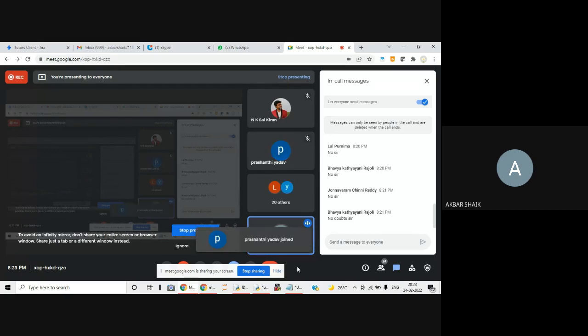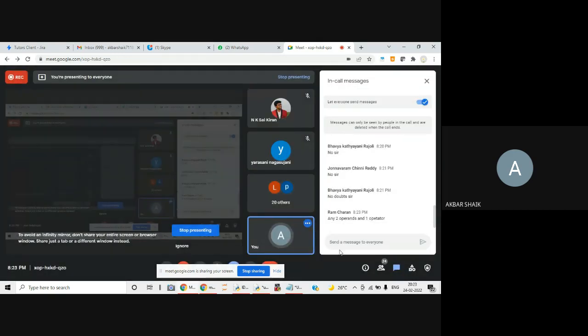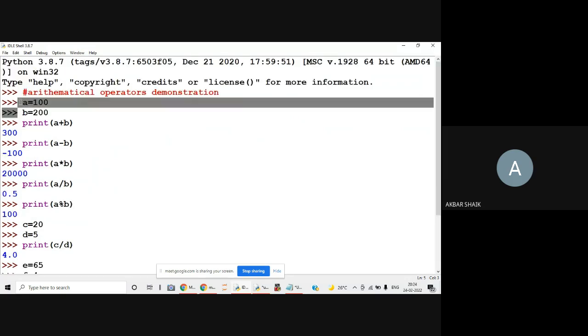No one is responding. Please respond so that I can understand. What input is required if I want to write some arithmetical operations? Any two operands and one operator. Okay, very good. Of the remaining students, only Ramcharan is responding. Please respond. I already explained everything through the shell. If I want to perform addition, what do I require here?